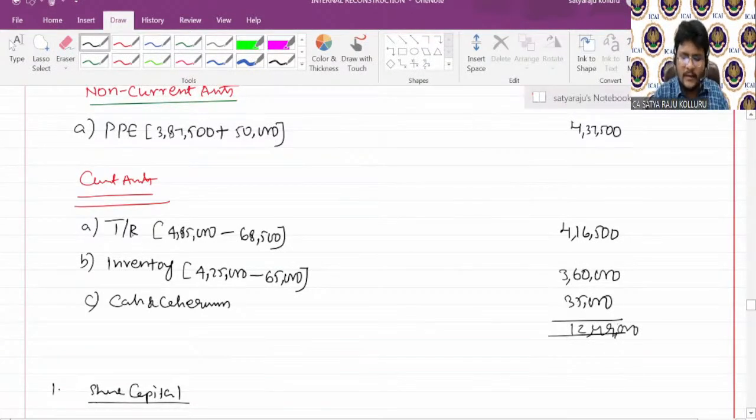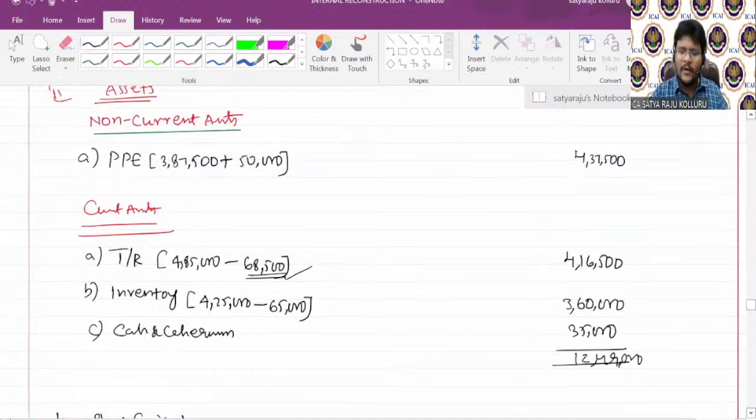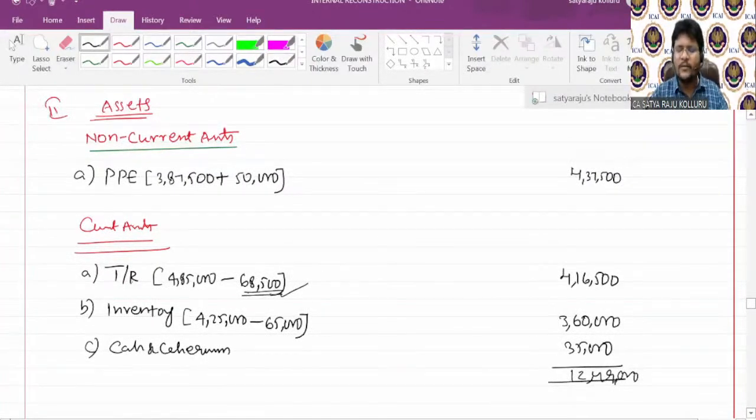Maybe, sir, some persons will do this: provision for bad debts is there, na? Instead of reducing it from trade receivables, they would show it under short-term provisions as well. That is also a correct presentation, but as a traditional practice we are reducing the provision for bad debts from trade receivables. But if you want, you can show 68,500 under short-term provisions; nothing is wrong in that. Like that also we can do. But as a traditional practice, I am making it in this way.